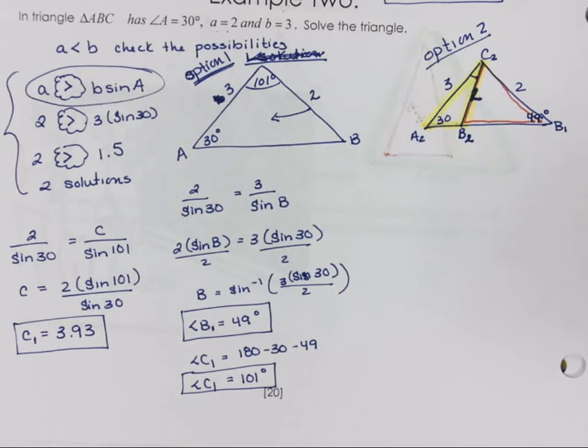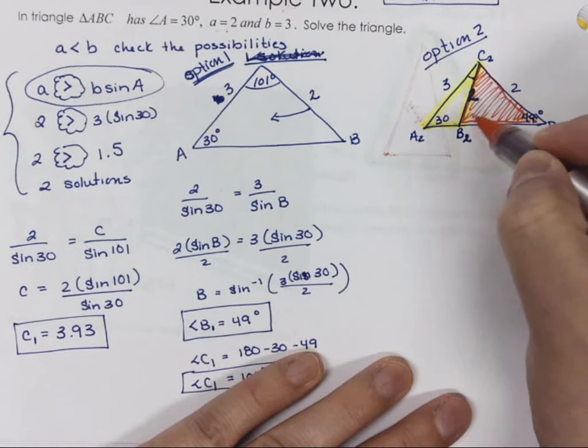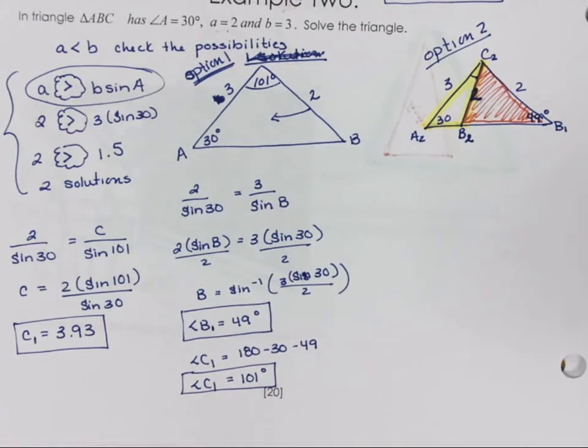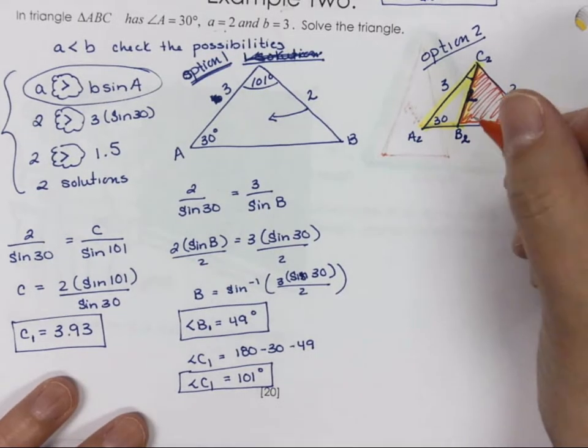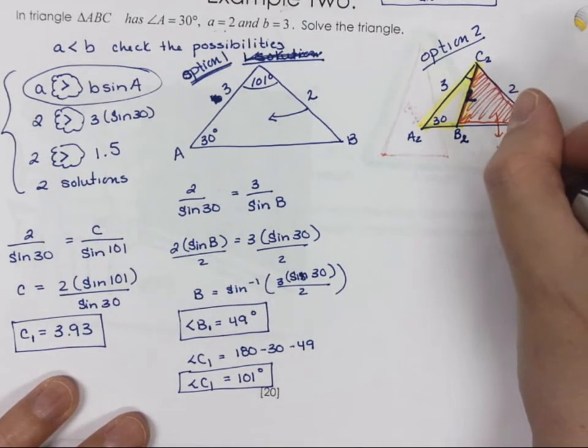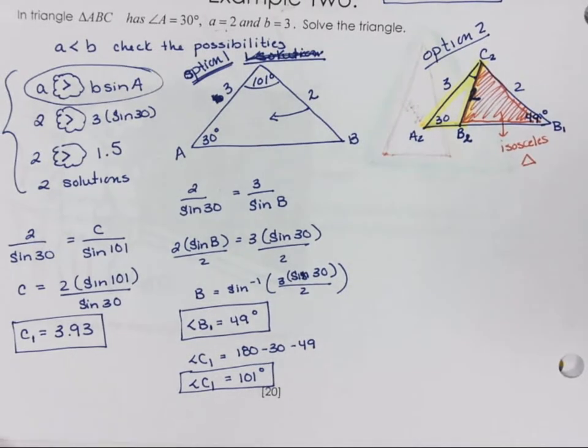Okay, so what do we know about an isosceles triangle? Two sides are the same? And what other two things are the same? The angles. So, if this is 49 here, I should not have shaded that in. So my red triangle is an isosceles. Okay, so that's the isosceles triangle. And this is a helping triangle. It's not part of my solutions. It helps us, okay?